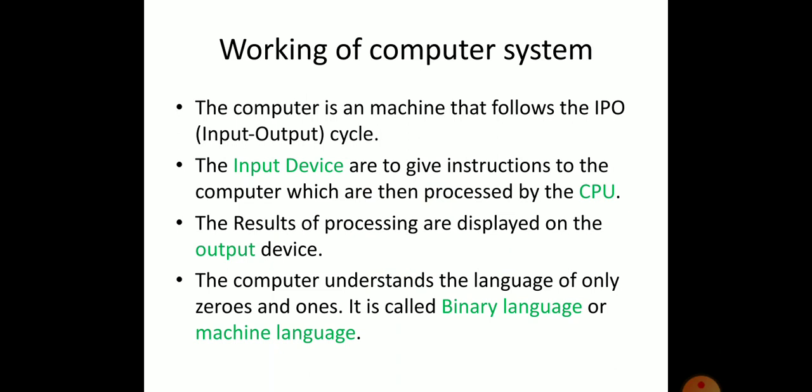The computer understands the language of zeros and ones. It is called binary language or machine language. The computer only understands the language of zeros and ones, which is called binary language or machine language.